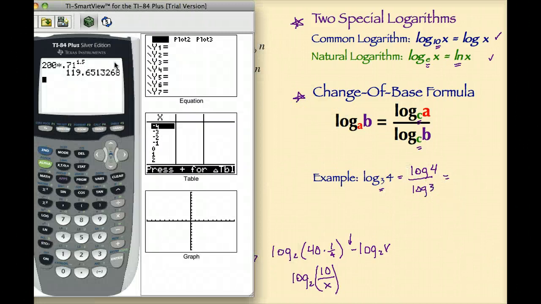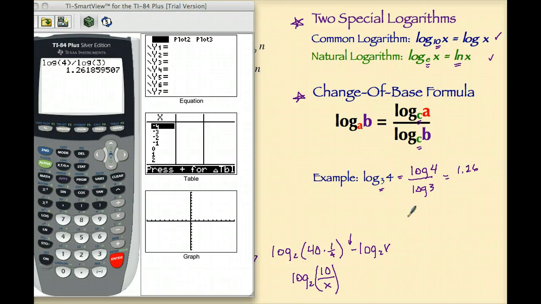Let's see what that looks like. If we clear this out, we have our log button, log of 4 divided by log of 3, and that reduces to this decimal, 1.26 approximately.